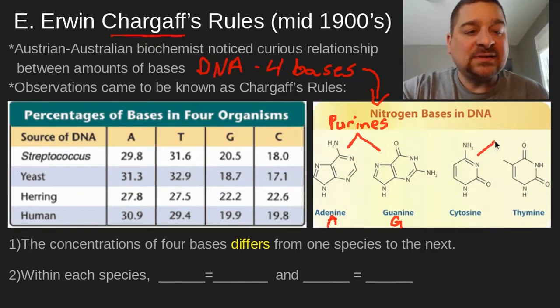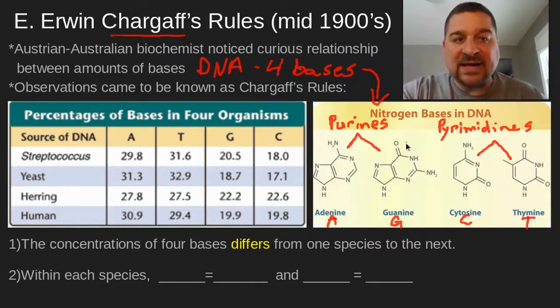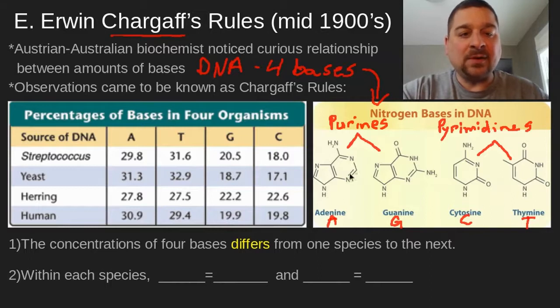And there were 2 single ring structures, cytosine, which we usually use a C, and thymine, which we use a T, which were single ringed nitrogenous bases that we call pyrimidines. And scientists knew through chemical testing that there was this A, G, T, and C. There were 4 different nitrogenous bases in DNA.